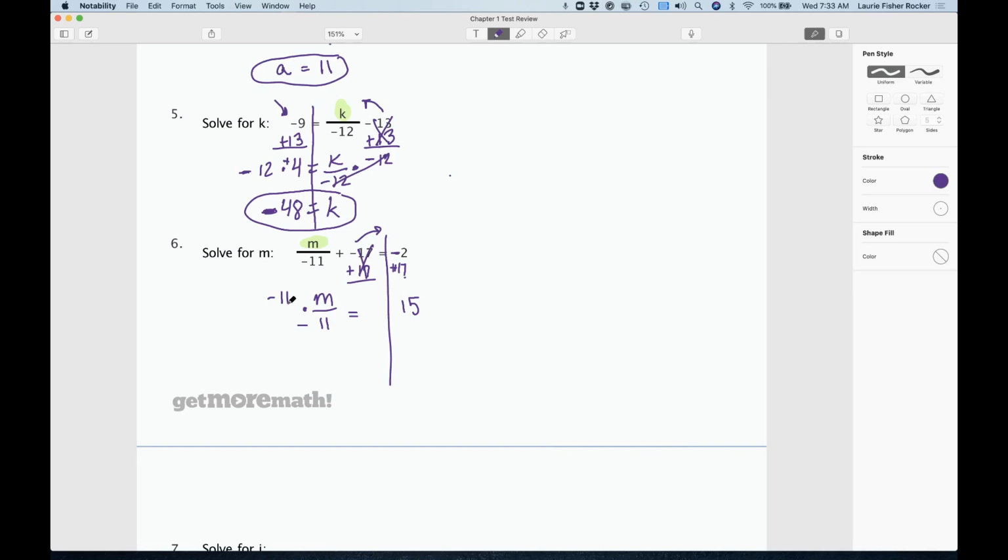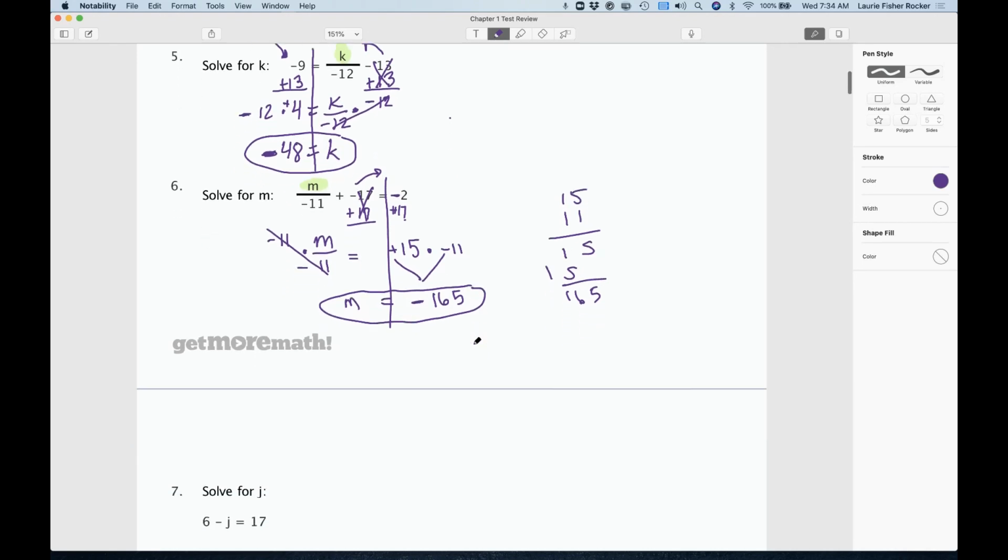Times negative 11, those cancel, times negative 11. So now I've got to come over here and do 15 times 11. 5, 1, 5, 1, 165. Okay, so m equals 165, and then I go back and check the signs. Oh, look, I have different signs. My different signs make that negative. So it's negative 165. Sign rules, sign rules, sign rules. Double check your sign rules. Okay. All right, so that's the first 6 problems.